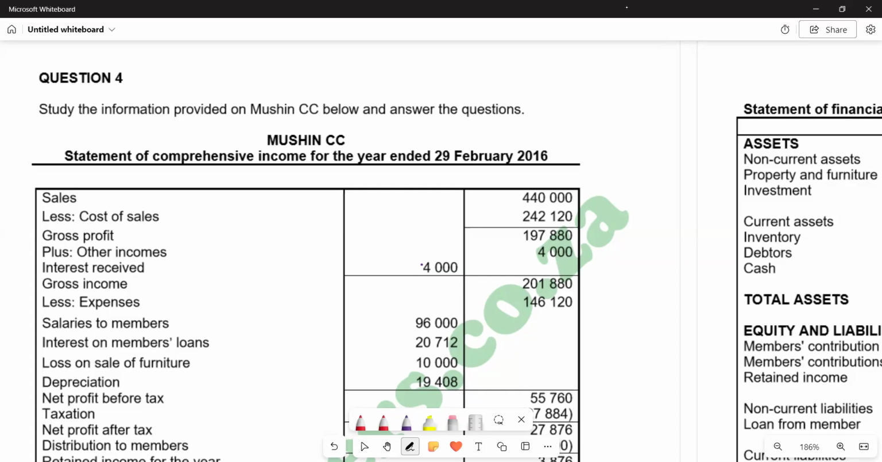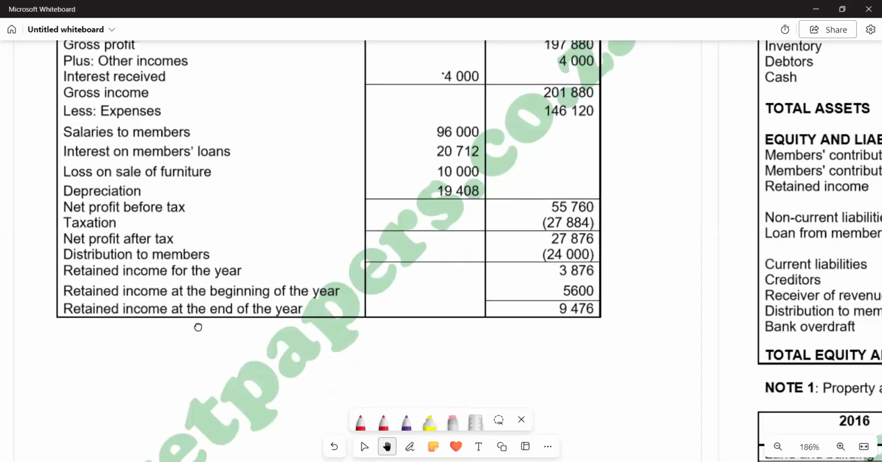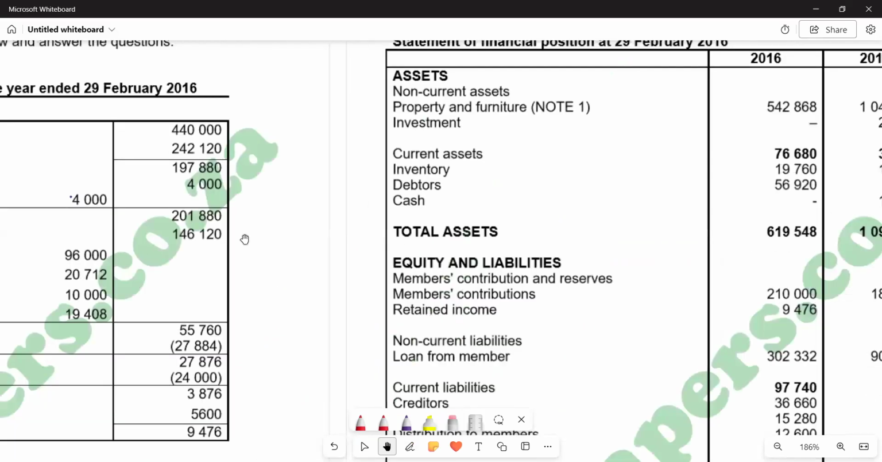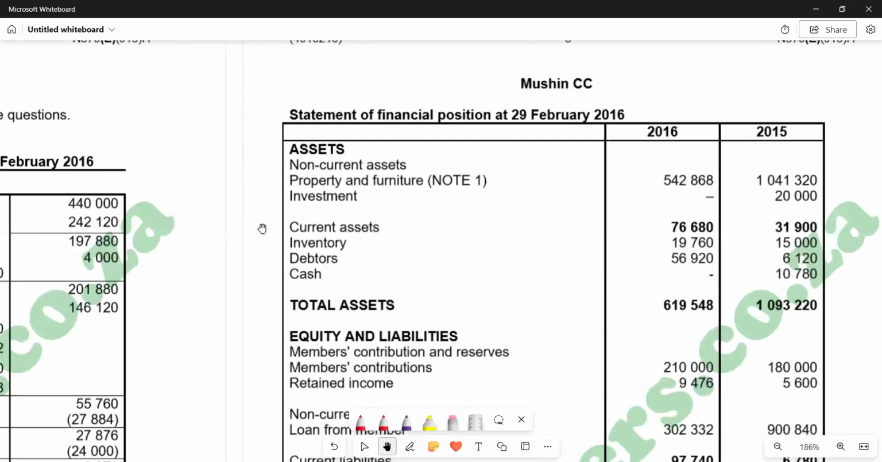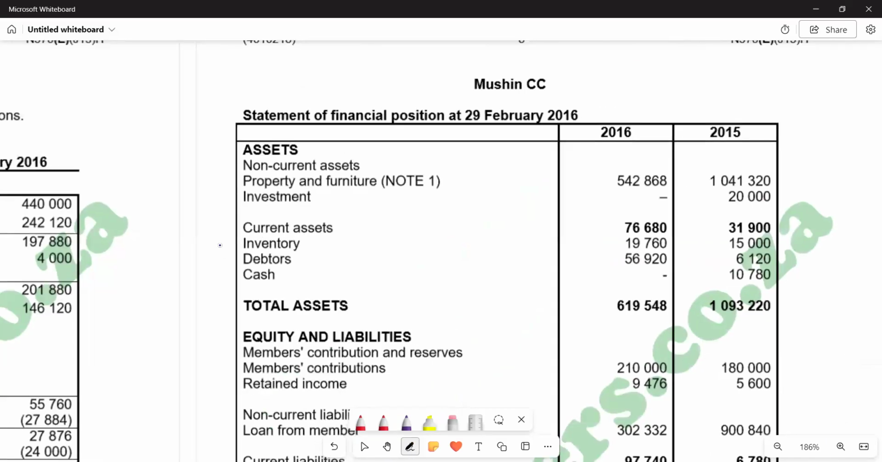So you'll see that our question now reads: study the information provided on Machine Close Corporation below and answer the questions. You're given a statement of comprehensive income for the year ended 29 February 2016, going down the page. You need to go through this before you start to answer. Now we go to the next page, and you see that we are also given a statement of financial position at 29 February 2016.